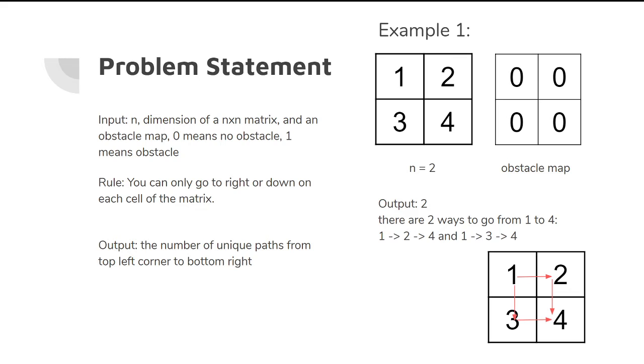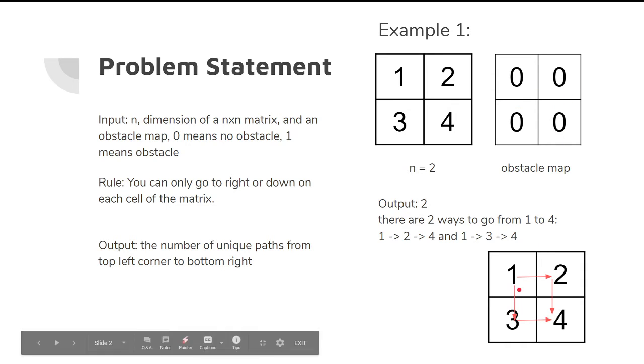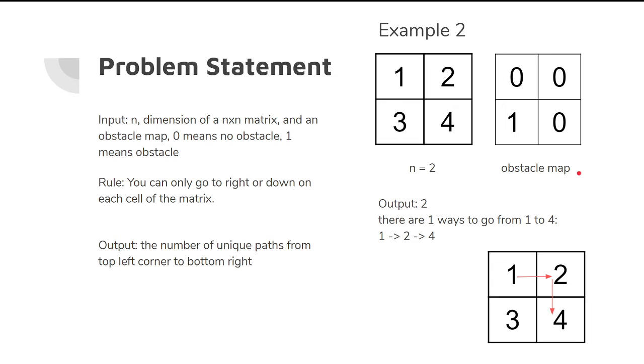So, example 1. Since there are no obstacles, there are two ways to get from the number 1 to 4, which would be 1, 2, 4 and 1, 3, 4. Example 2. Since there's an obstacle that's in the corresponding place of 3, you can't go to 3. So there's one way to get from 1 to 4, which would be 1, 2, 4.